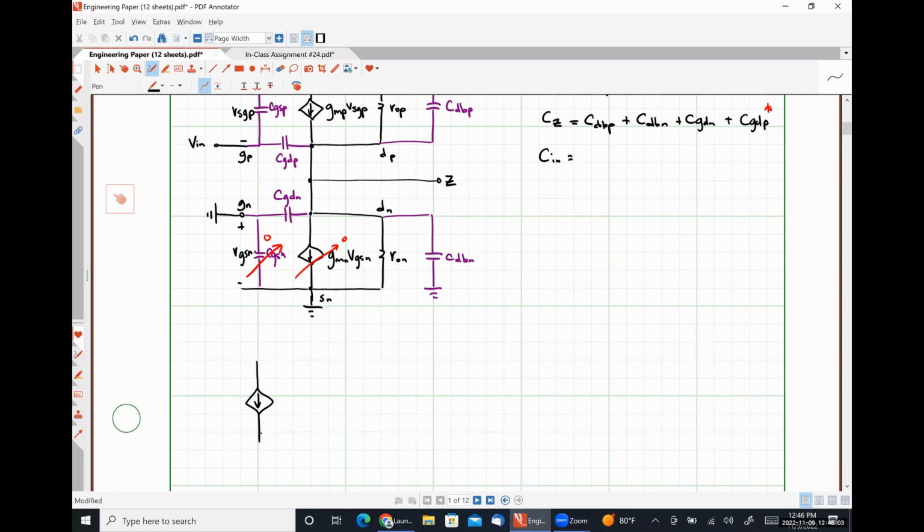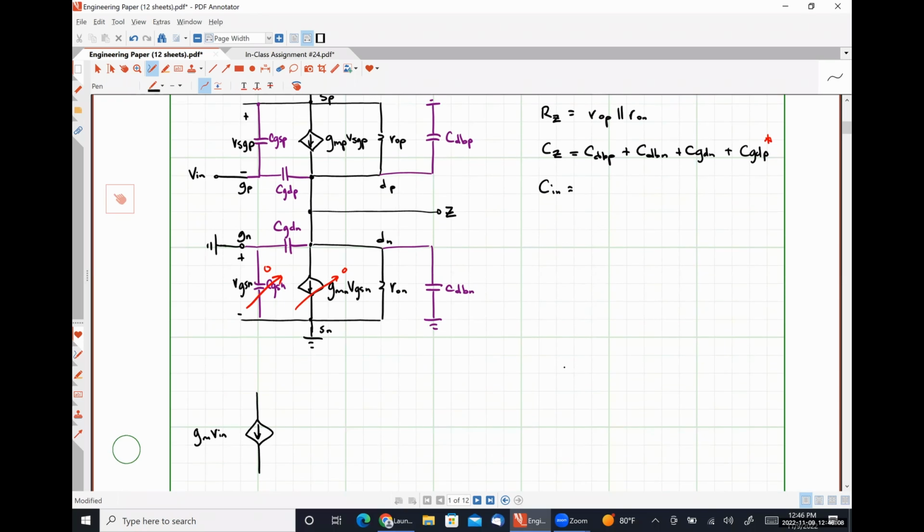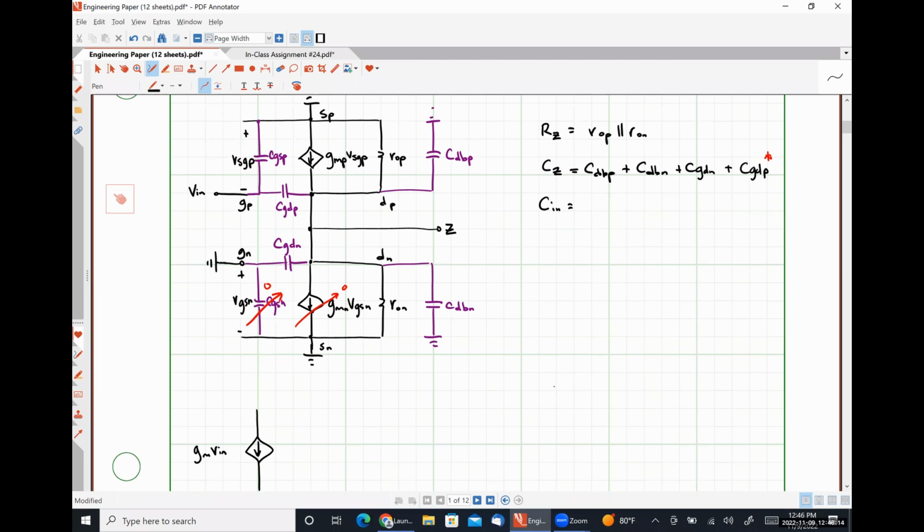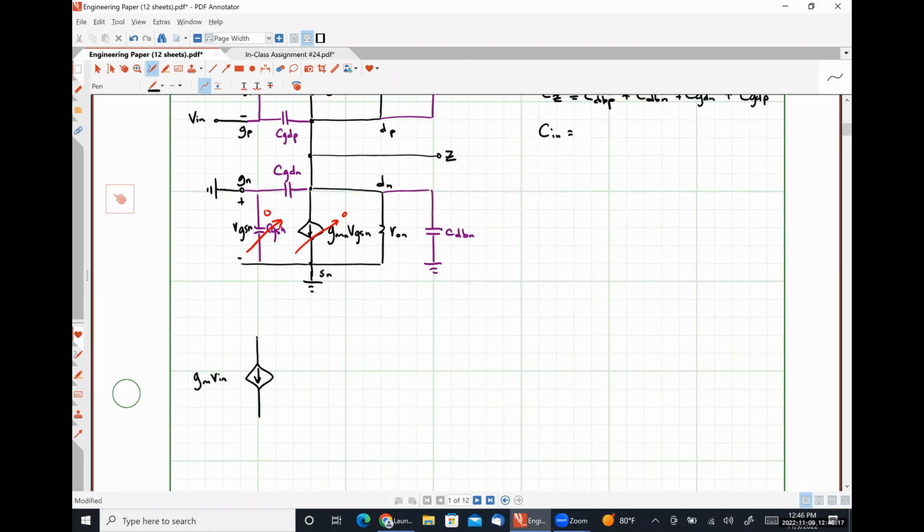So that's going to allow me to redraw my circuit. So here I have GMVN, and it should be oriented down, the current flowing towards ground effectively, in parallel with RZ, in parallel with CZ, and then here is our output voltage's polarity.